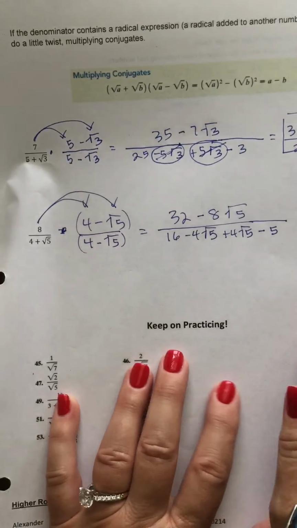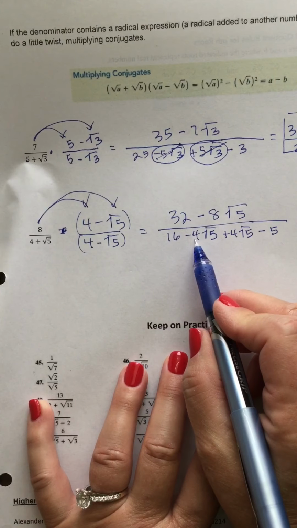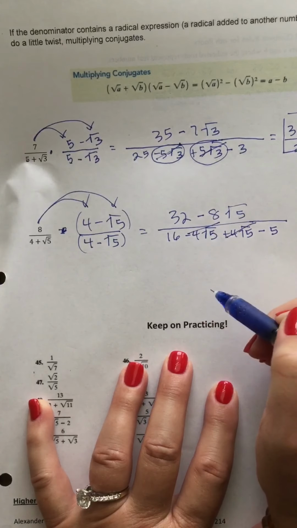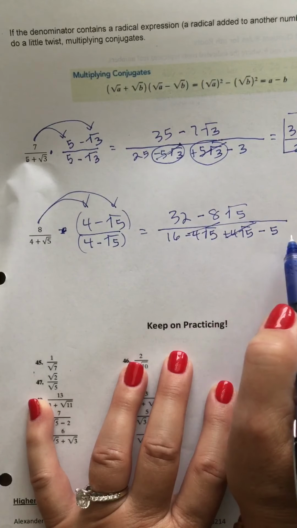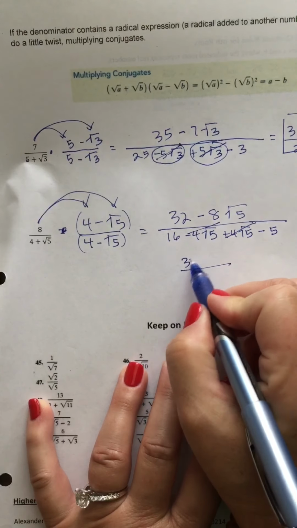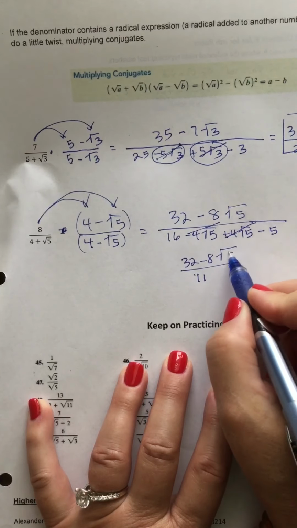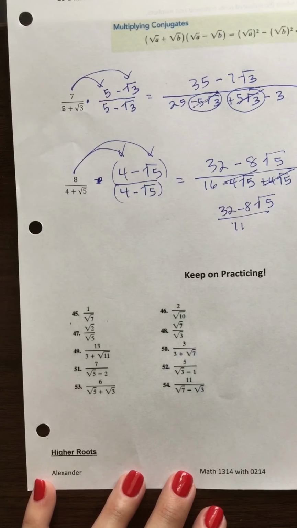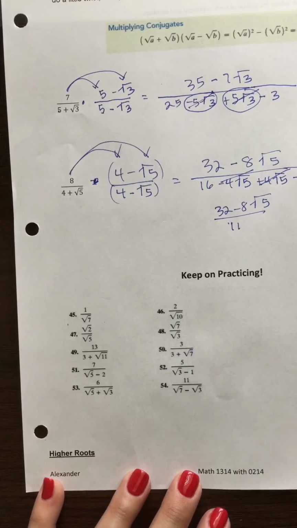So the great thing about this is I have negative 4 root 5, positive 4 root 5. So those are going to cancel, and all I'm left with is 16 subtract 5. So that's 11, and then in the top I have 32 minus 8 radical 5. Okay, I am going to stop here, and then I'm going to post these answers in a separate video.